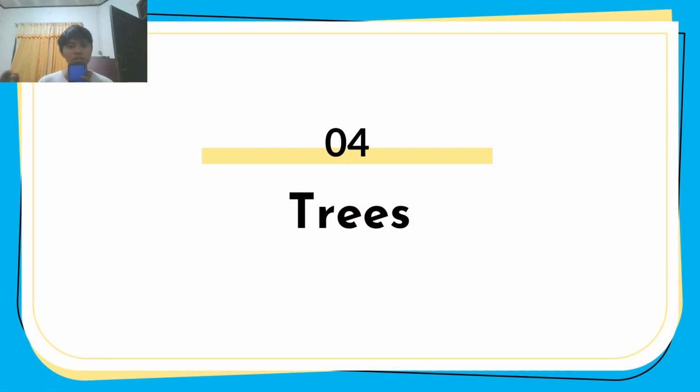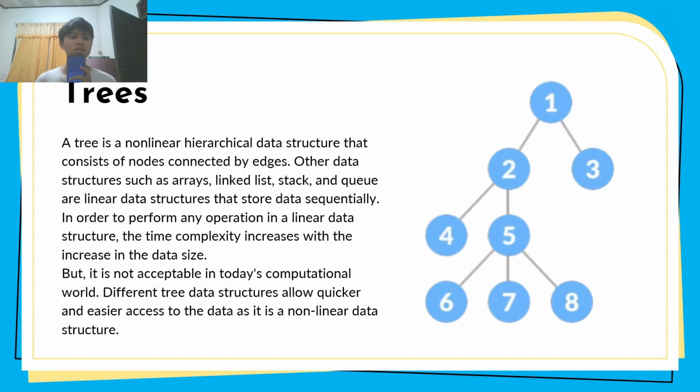Okay, next is a tree. What is a tree? A tree is a non-linear hierarchical data structure that consists of nodes connected by edges. Other data structures such as arrays, linked lists, stacks, and queues are linear data structures that store data sequentially.